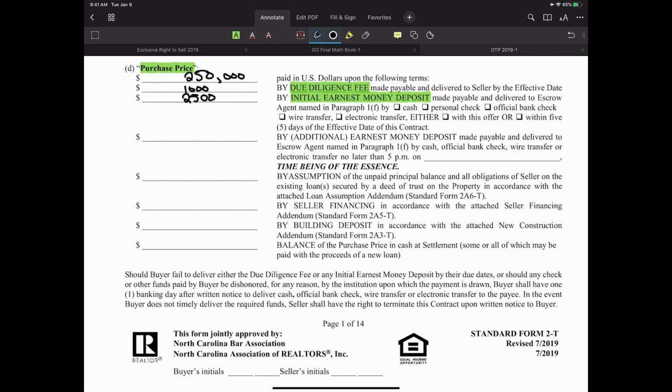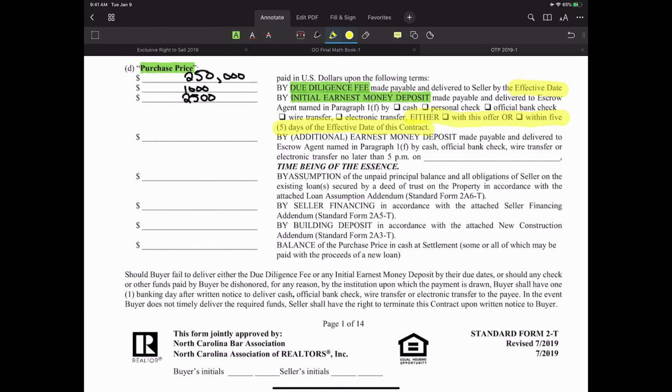Now, I also like to point out here that this money, if we're talking about the due diligence fee, it is due by the effective date, so by the time you're under contract. And the initial earnest money, you get an option of either giving it with the offer or within 5 days of the effective date of the contract. And when you're filling this out in real life, you just have to make sure you check a box there. Yes, and these dates are extraordinarily important because your buyer could in fact be in breach if they are not acting in accordance with when these delivery dates are. We'll show you that in just a moment.